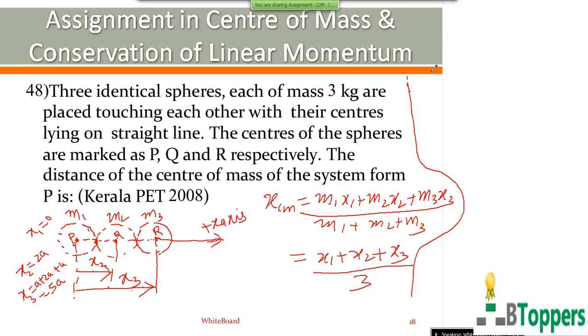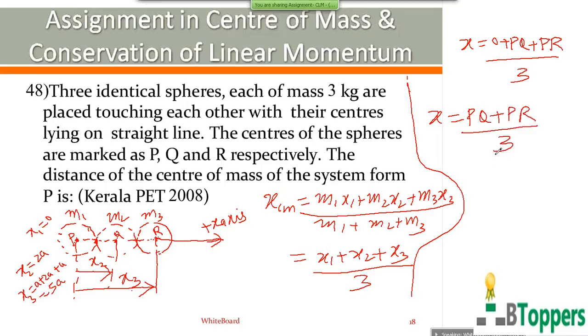So here x1 is 0, x2 is equal to the distance from P to Q, x3 is the distance from P to R. Therefore, x can be written as (PQ plus PR) by 3. So that's the answer for the given question, the x coordinate of the center of mass.